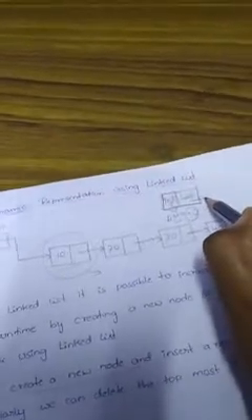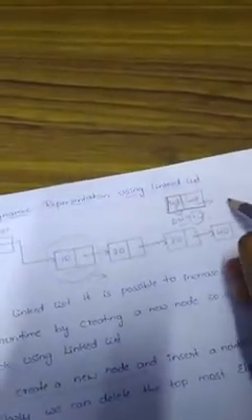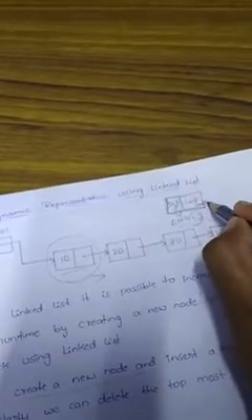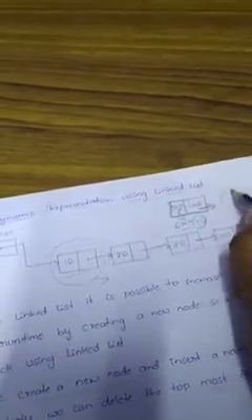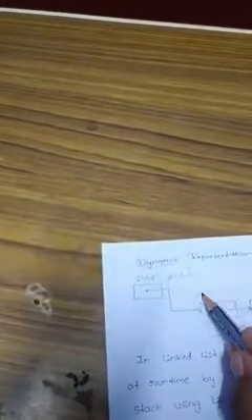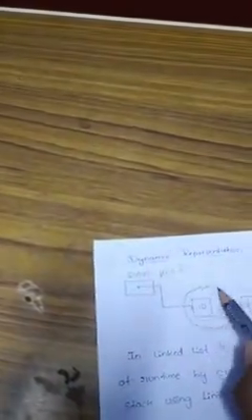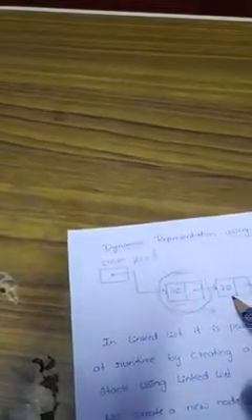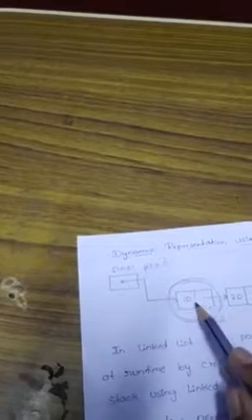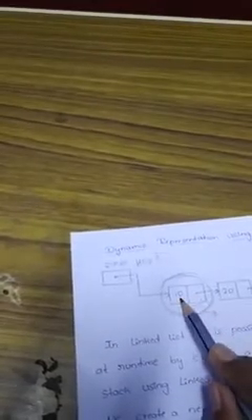Next, the link field. The link field represents the address of the next node. It gives the address of the next node, that is called the link field. Now this is the start, also called the head of the linked list. Here the first element is 10, second is 20. This is referred to as a node. One node contains two fields, the data field and the link field.